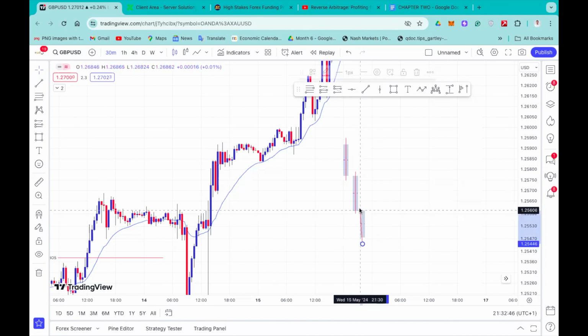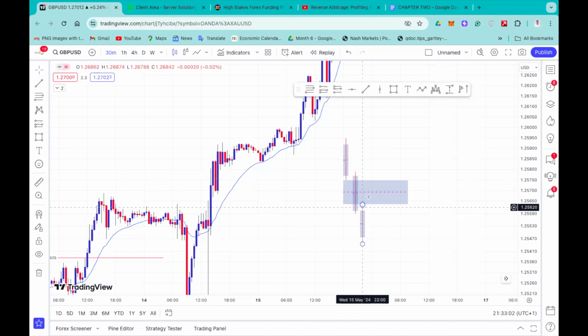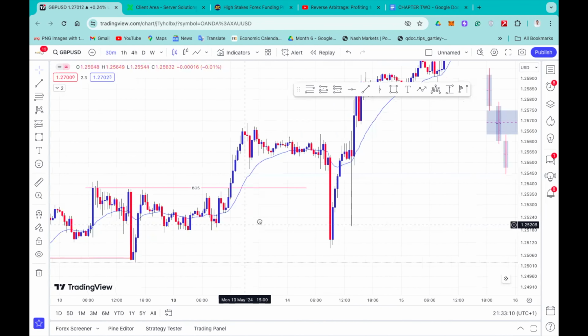But if we have something like this, now we can mark out the high of this previous candlestick to the low of this candlestick here, and then we have our imbalance. This is an imbalance. All right, so now let's look for it in price. It's very simple.